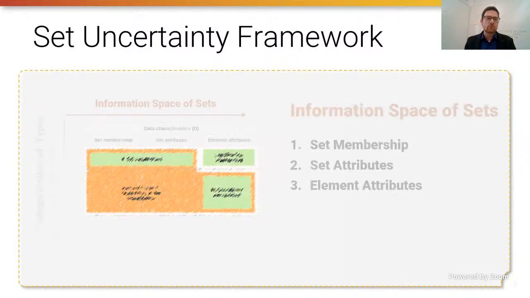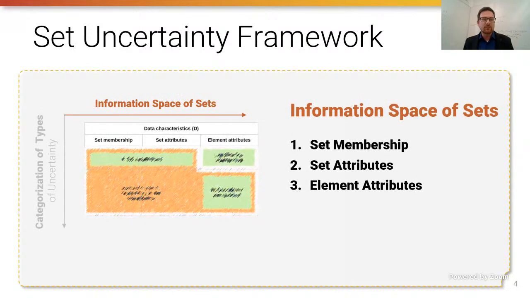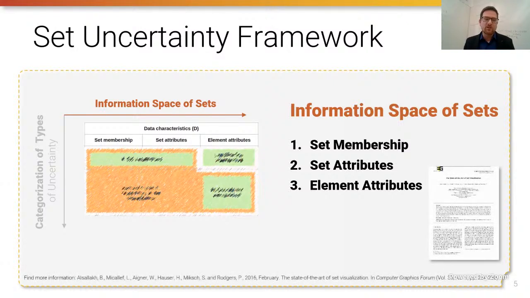So number one, the one dimension is what kind of information can you display in sets? And here it's set membership, set attributes such as the cardinality and also the proportion of the sets to each other, but also the set element types. And this is very crude, but if you want to go more into detail on this task taxonomy, then refer to the state of the art in set visualization that had been published in 2016.